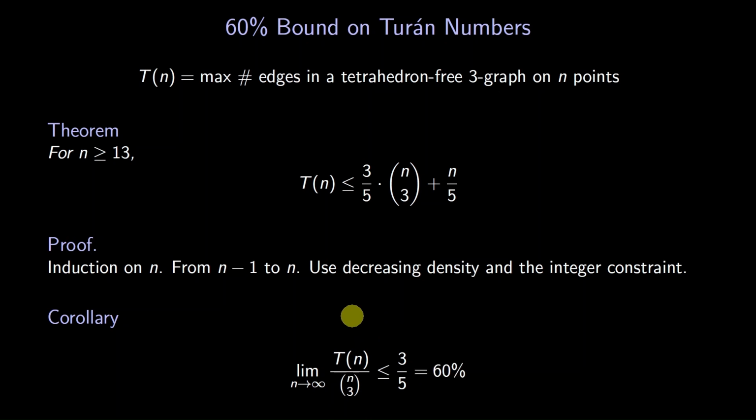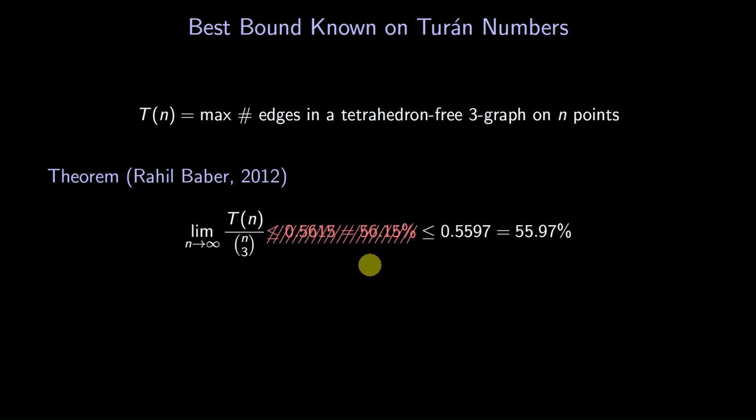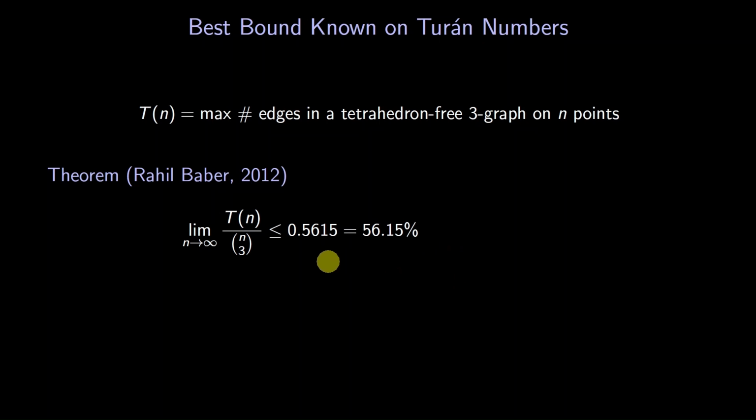Rahul Barber proved that the limiting density is at most 0.5615. I spoke with Barber, and he may have improved the bound to 0.5597, but since he hasn't rigorously proved that bound, we'll stick to his proven bound of 0.5615, or 56.15%. That's quite close to the 5/9 lower bound we know from our 3-set construction.